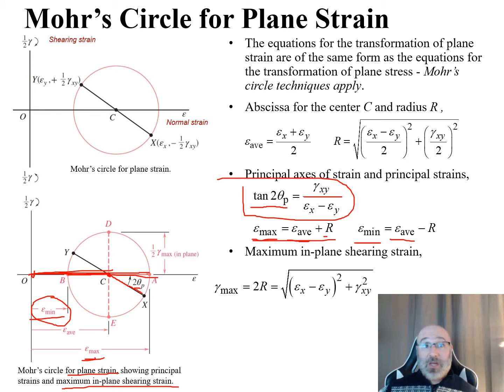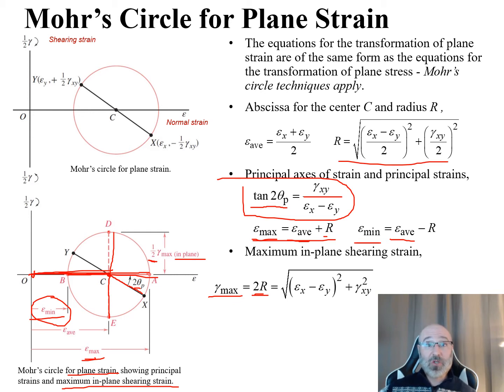Now we can see on Mohr's circle that we have this value that goes from point C up to D, and this is 1/2 of our max in-plane shearing strain. If we want the full max, our gamma max, or shearing strain, this is going to be from E to D, that full length. So that's going to be 2 times our radius, which is equal to multiplying this value by 2. So we have this relationship.